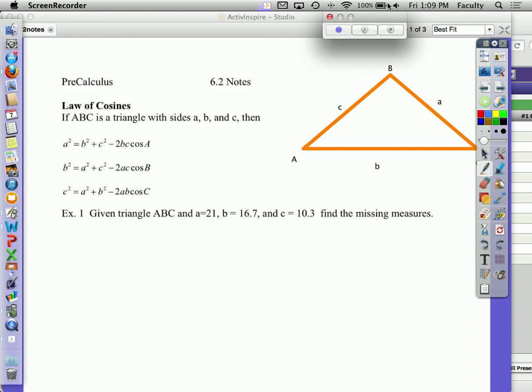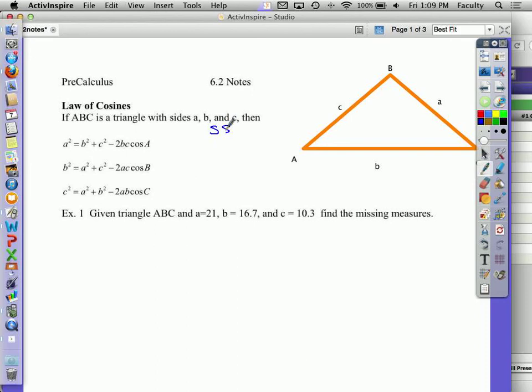Alright, here we go. We're going to do law of cosines. So, law of cosines we use in the situation of side, side, side, or side, angle, side. This should be review for us. So if I wanted to find, say, angle A, you would have side A squared equals B squared plus C squared minus 2 times B times C times cosine A. Or if I wanted to find side A, you would use that same one.